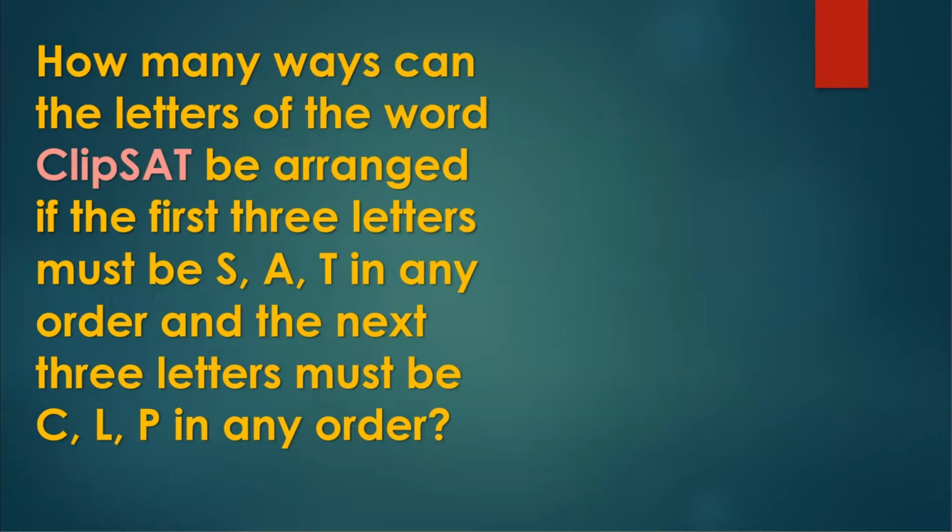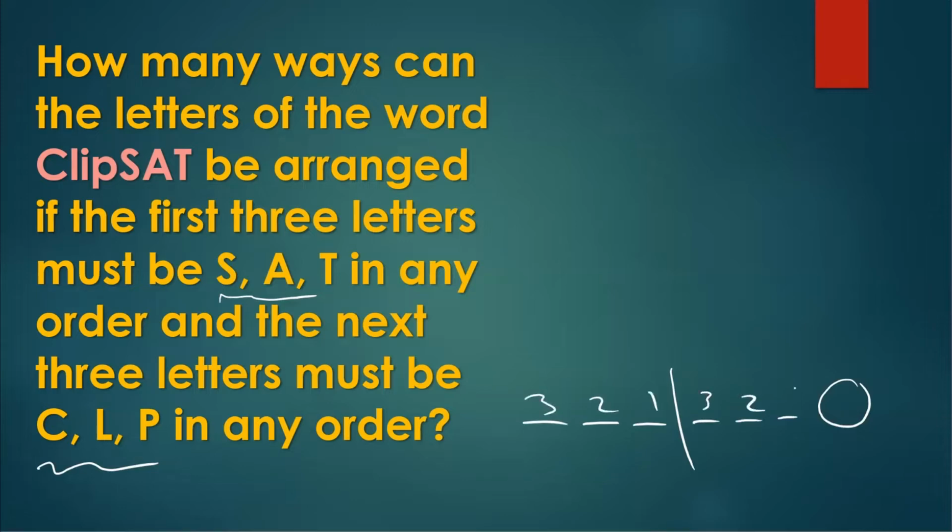So if we dedicate I for the last letter, or dedicate the other 3 values on the first, it's the same. Especially here, because this is in any order and this is in any order. So you have SAT here in any order, and then CLP here in any order. That will be 3 times 2 times 1, 3 times 2 times 1, and only 1 letter left, so it will be factorial 3 times factorial 3, just 6 times 6.